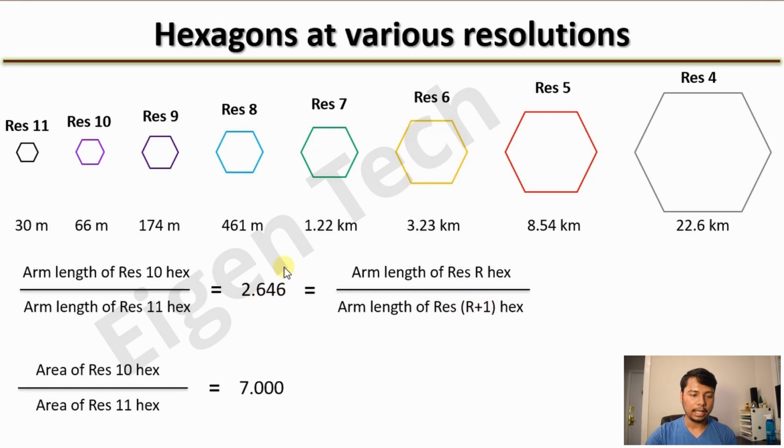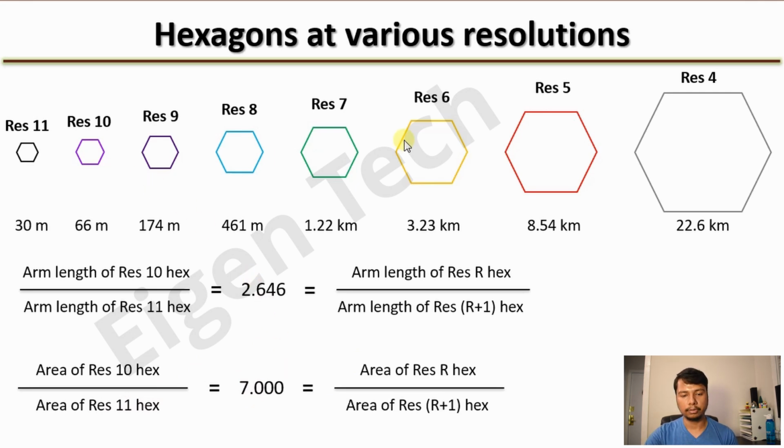If you look at the area, which is more interesting, the area of a resolution 10 hex divided by a resolution 11 hex is going to be 7, and again it's going to be the same for any two consecutive pair. So what does this 7 mean? It actually has a physical meaning.